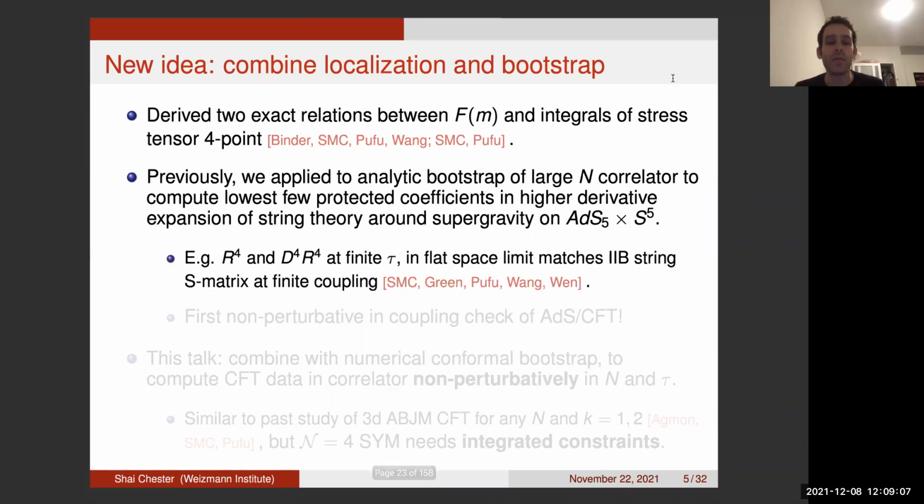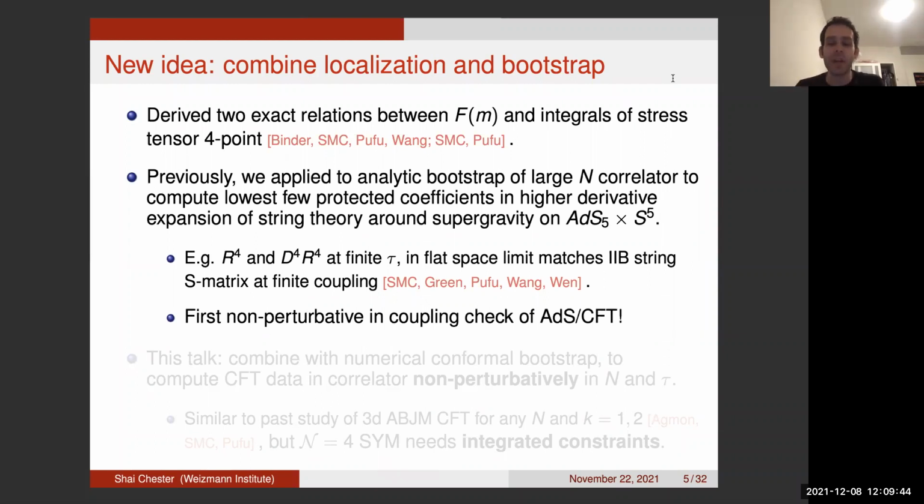In particular, the first higher derivative correction comes from the Riemann tensor to the 4 term, called R^4. The next one comes from acting with various covariant derivatives. So we were able to compute these corrections at finite tau by computing them in the CFT and then interpreting them in AdS. When we took the flat space limit of this AdS holographic correlator, we could compare it to the type IIB S-matrix in 10 dimensions, whose first few corrections had been independently computed in the past, and we found a very nice match. And so this was the first non-perturbative in coupling check of AdS/CFT.